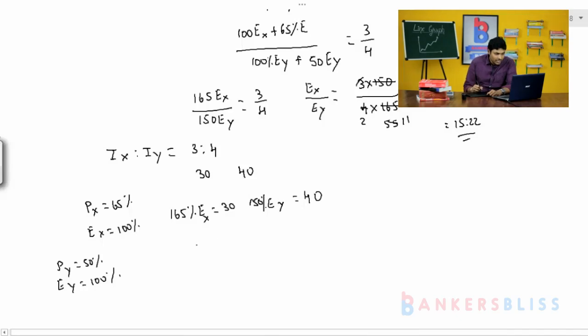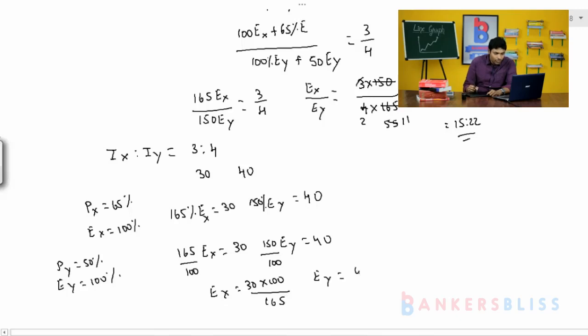So see here, 165% means 165 by 100 into EX is equal to 30. Again for EY, 150 by 100 into EY is equal to 40. So EX is equal to 30 into 100 by 165. Next EY is equal to 40 into 100 by 150.